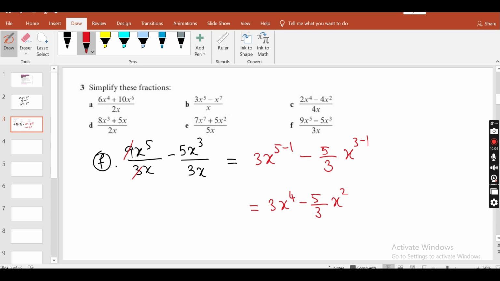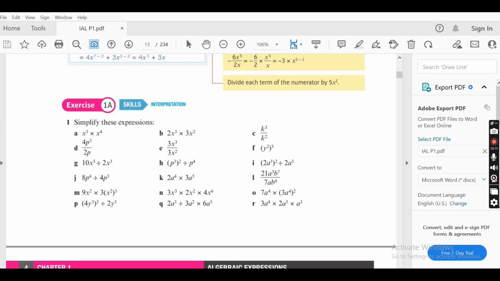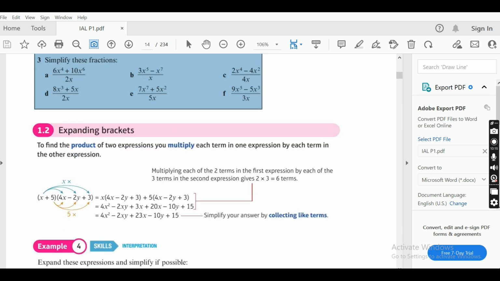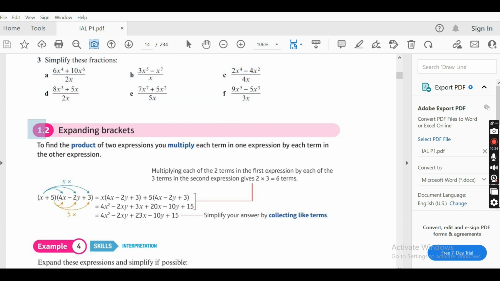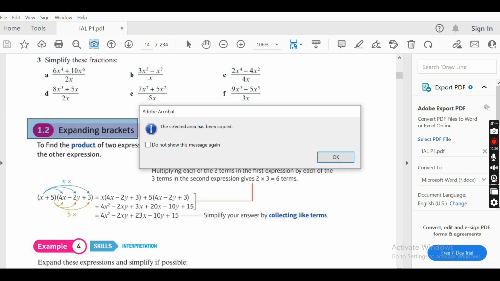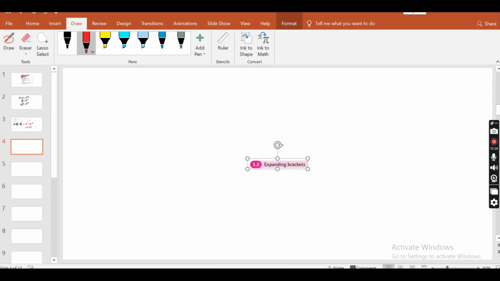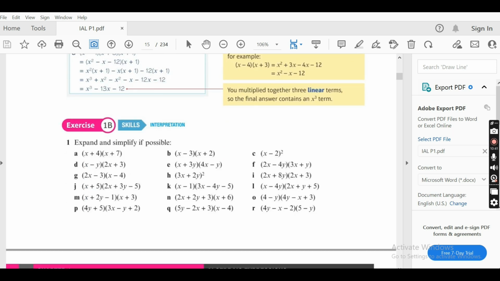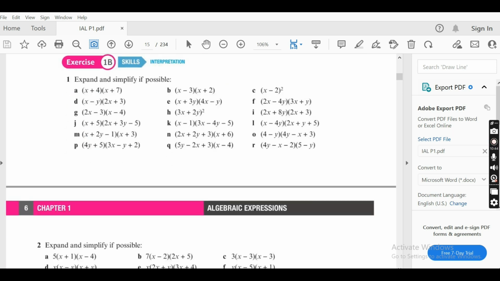So you see, in this exercise there are a lot of questions, question number 1, 2 and 3. You can practice 1 or 2. Do not practice all these questions because these are all O-level math. Just practice 1 or 2 later. We are going to move on to topic 1.2. Write the title, expanding brackets. Expanding brackets is also O-level math.